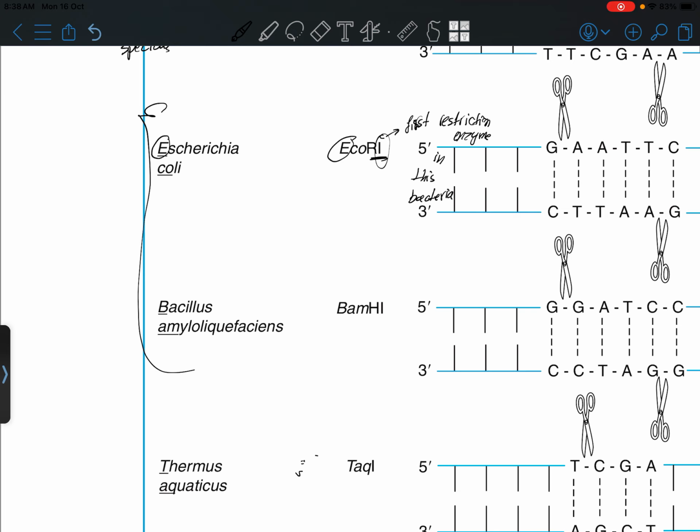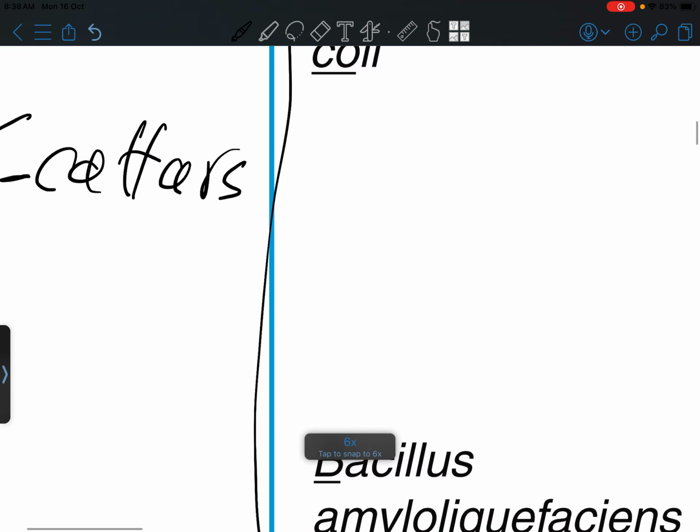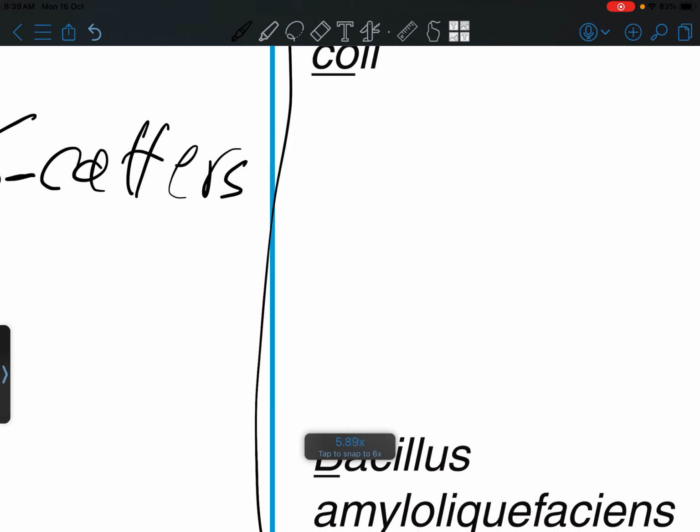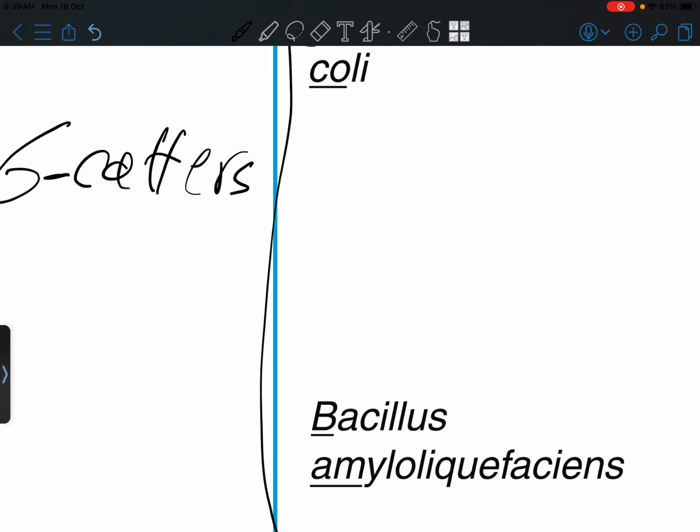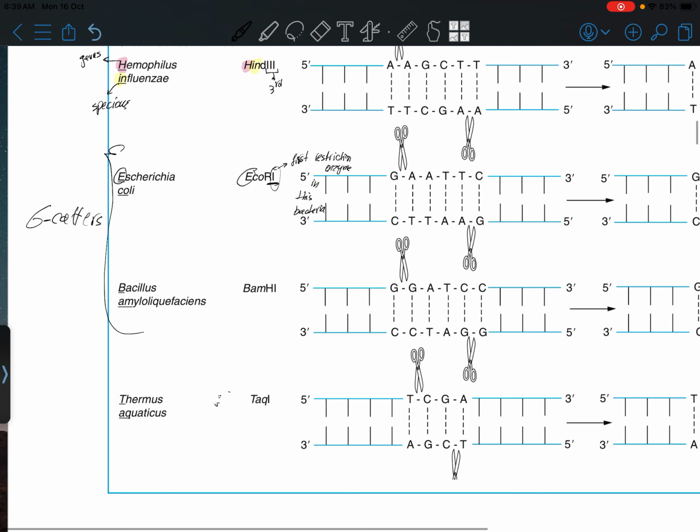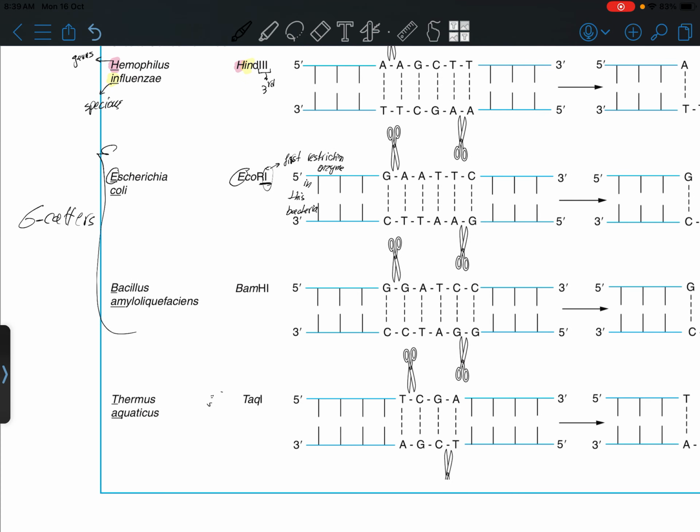This one, the restriction site, consists of how many nucleotides? 1, 2, 3, 4. Okay? So it's a 4 cutter. Now notice, all these restriction enzymes, they generate what? Cohesive ends. They do not cut both strands at the same exact location.